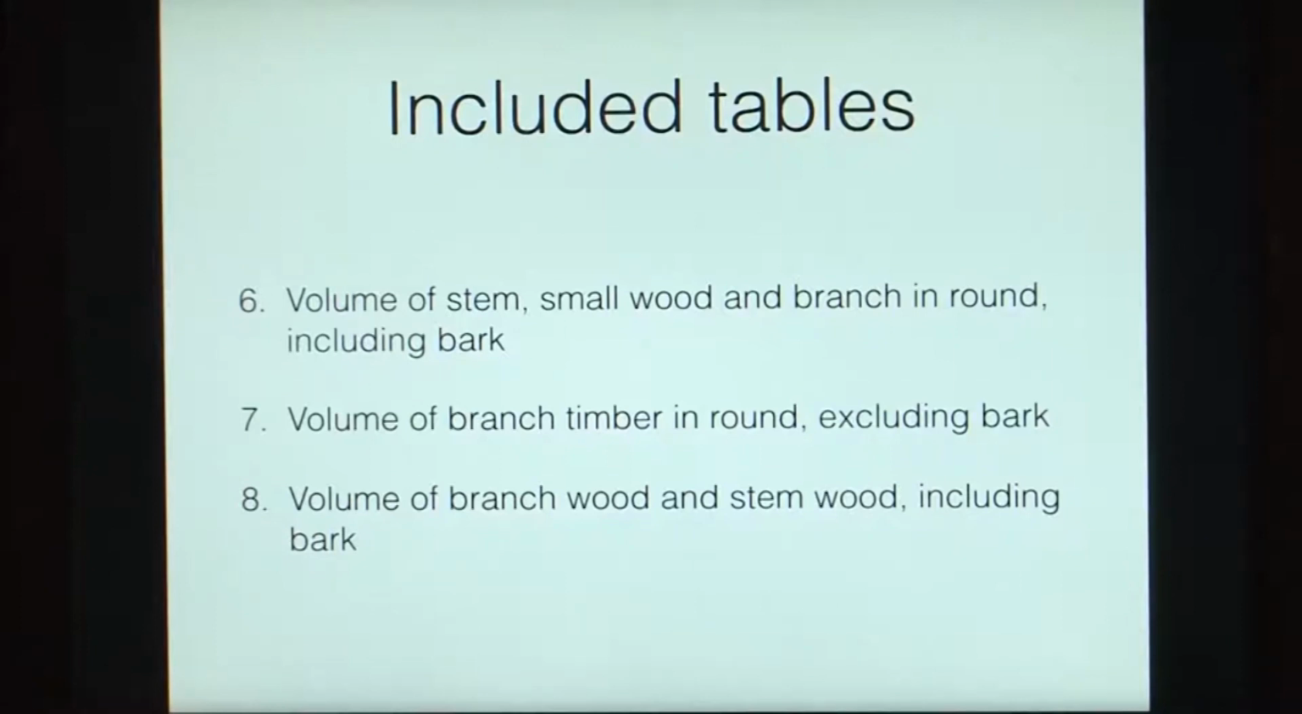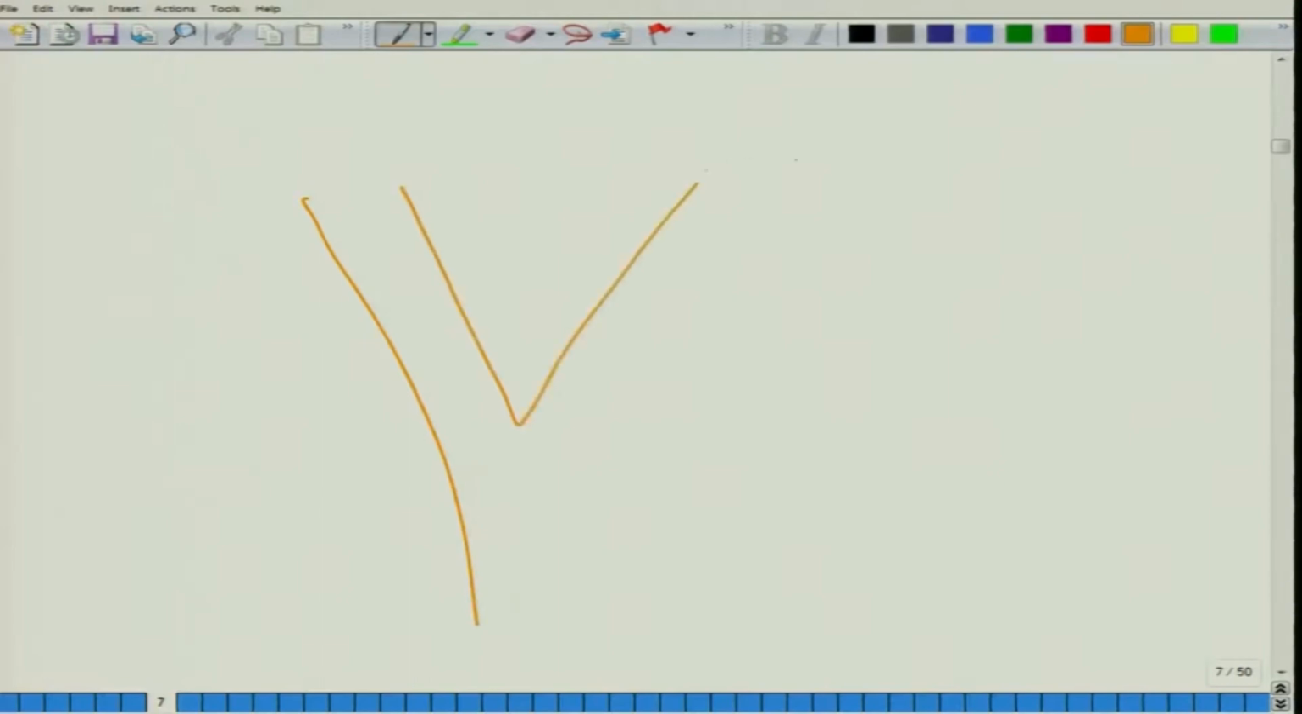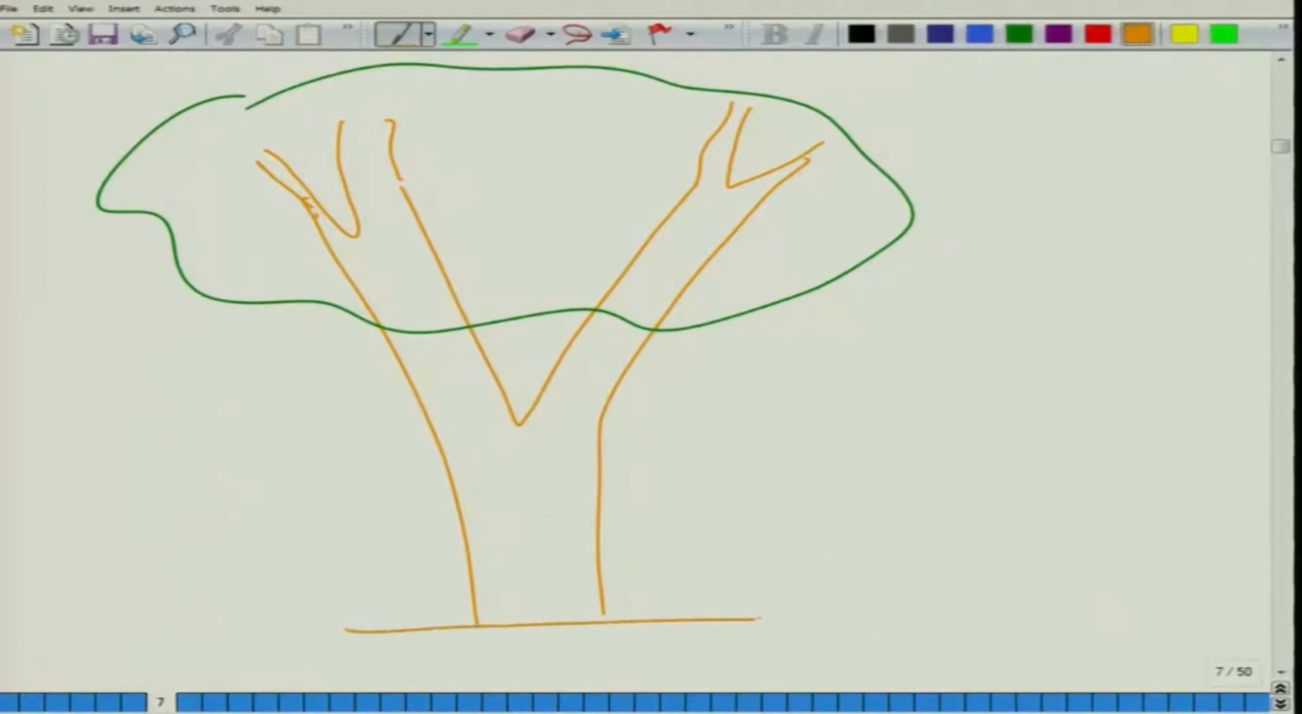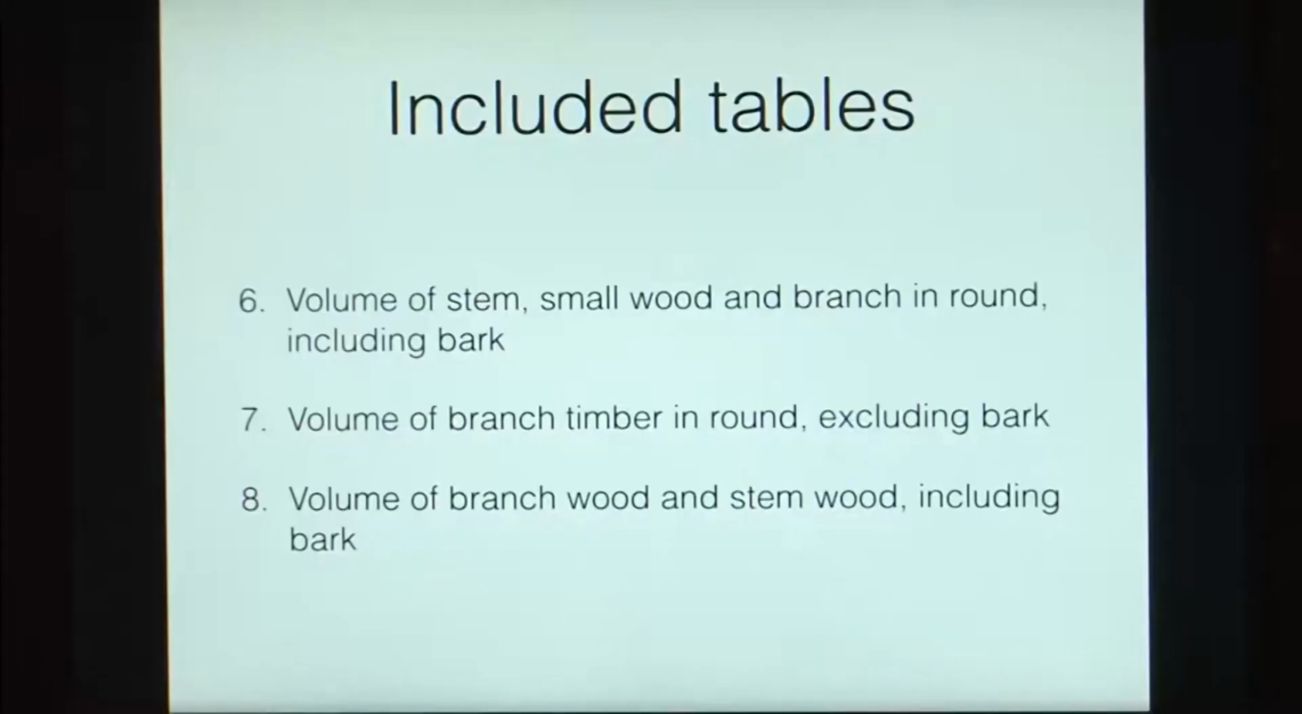In this case, when we are considering a tree, we can find out the volume of the main stem, or we can find out the volume of the branches, or the volumes of even smaller branches. Which is what it says in the slide, volume of the stem, small wood and branch in round including the bark. When we are saying in round, it is not a sawn volume. Or you can find out the volume of branch timber in round excluding the bark. In this case we are just considering what volume we can extract out of the branches. Maybe they could be used as fuel wood. Depending on your applications, you can have different kinds of tables, or you can even have volume of branch wood and stem wood including the bark, because even if there is bark you can burn it.